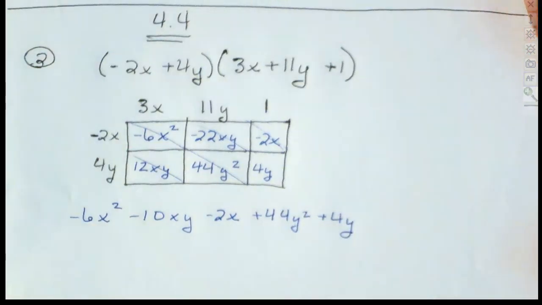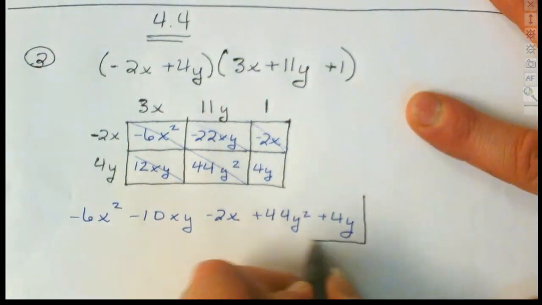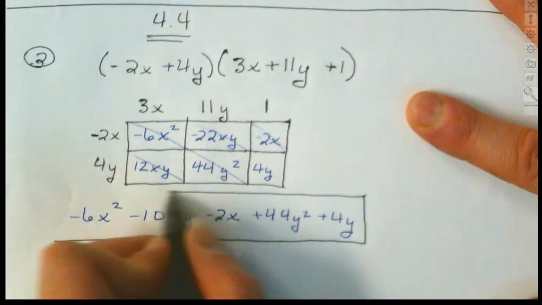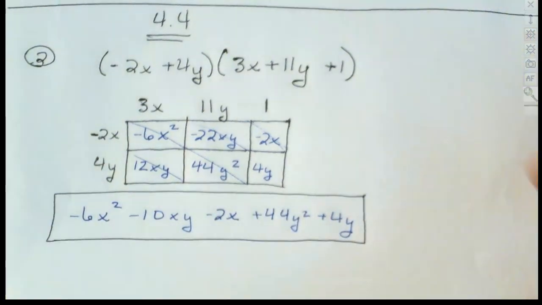4y. Now the order is not that important. Okay, if you put them in a different order, that's okay. Just make sure all the pieces are there. So if you wrote that 44y squared first, and you wrote it with the y's going down in power first, that would be okay. Just make sure all the numbers are there.